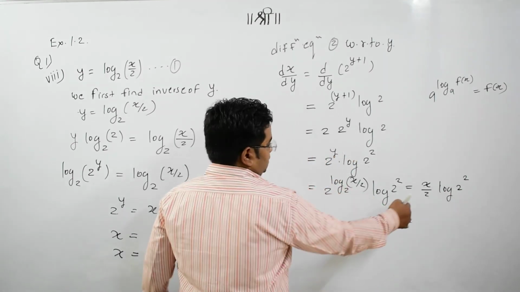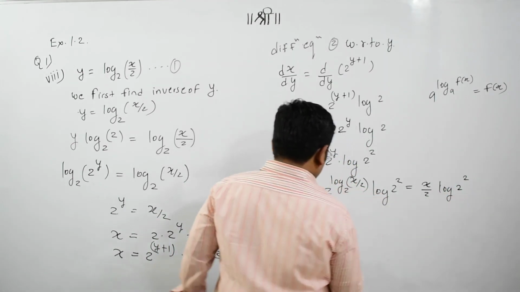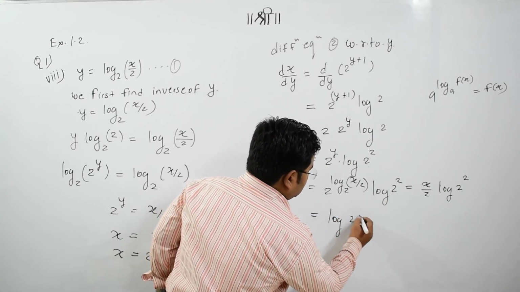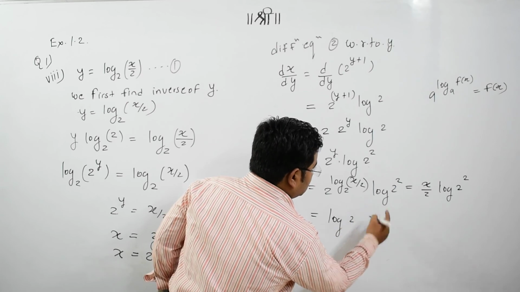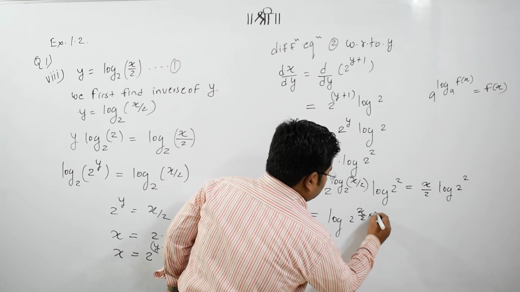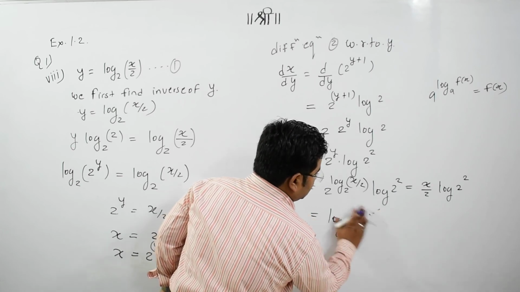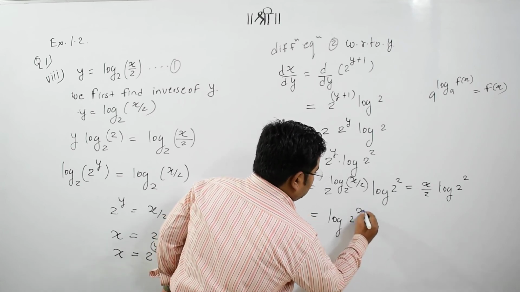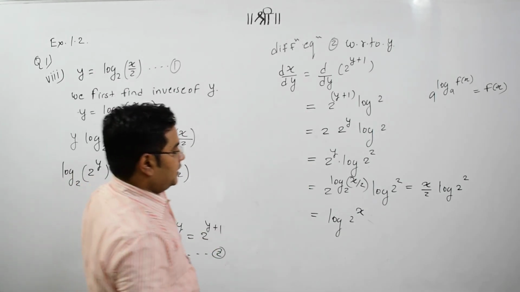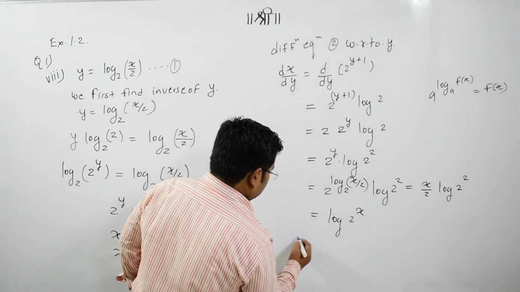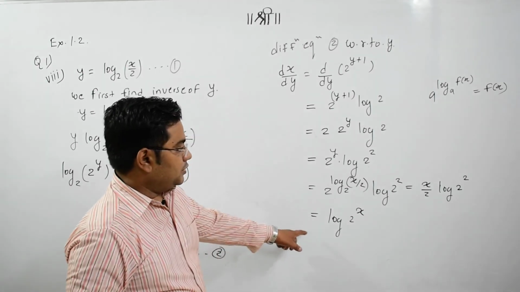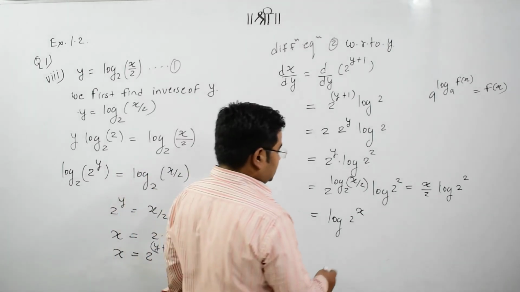So this power again goes to multiplication over there. So log of 2 raised to what? 2 into x by 2. So x by 2 into 2. This 2 will get cancelled and what remains is only x. That's the value after substitution. So up to this step is done. Now what do we need to do? We need to find its inverse.